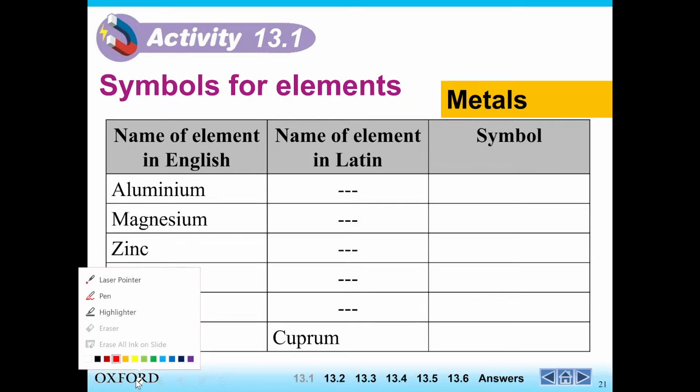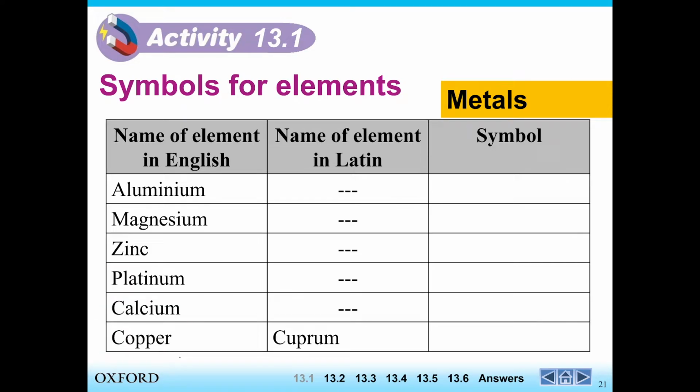On the left, you're given the English name of the element and also the Latin name to help you write down the symbols. These are all metals right now. Later on, we'll do non-metals. In the exam, you only need to know the English name of the element. You don't need to memorize the Latin name. But for the symbols, you need to memorize whether they come from the Latin or English name.